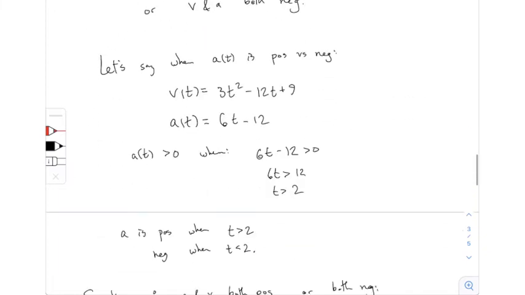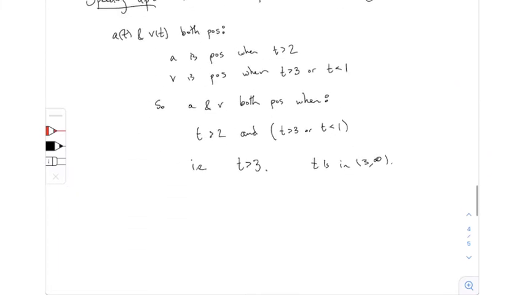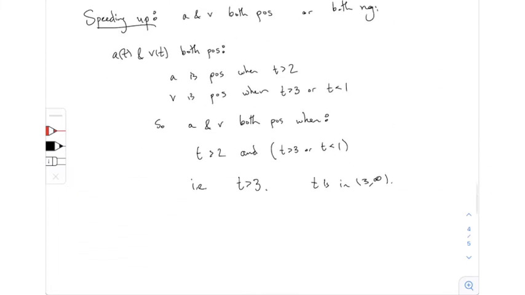Okay, let's just finish. I know we're sick of this problem. What about the other time that it's speeding up, which is when these things are both negative. So that was one option for when it's speeding up. The other option, when it's speeding up to the left, would be when A and V are both negative.